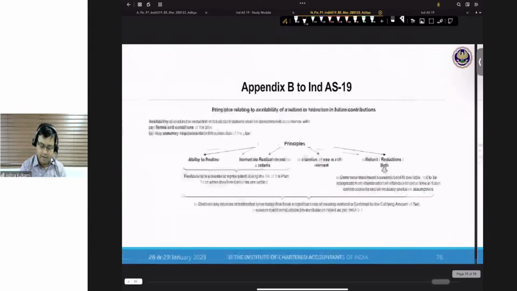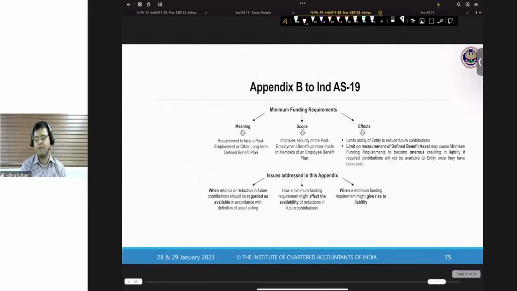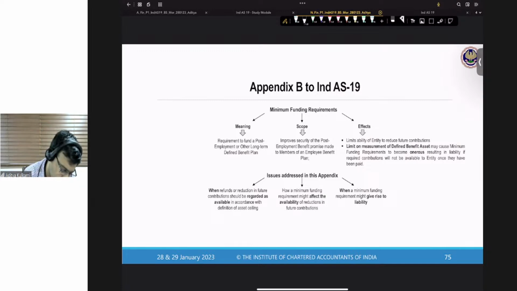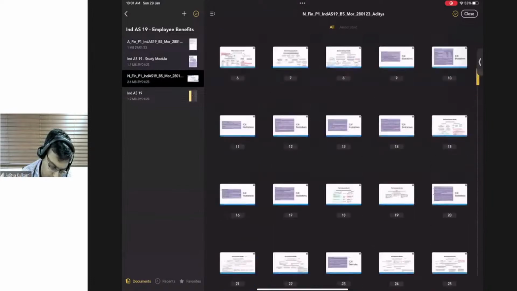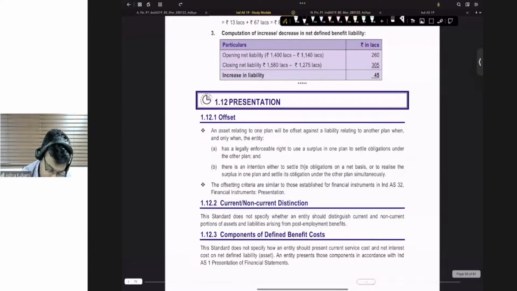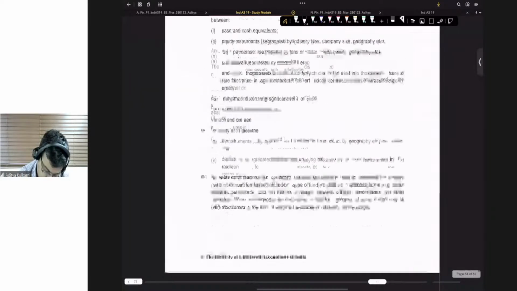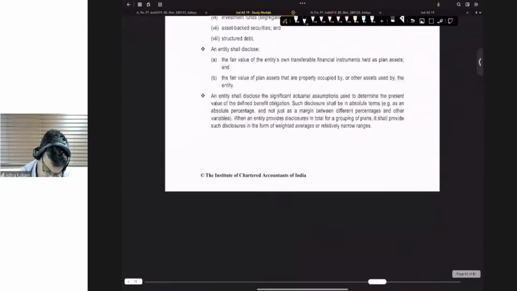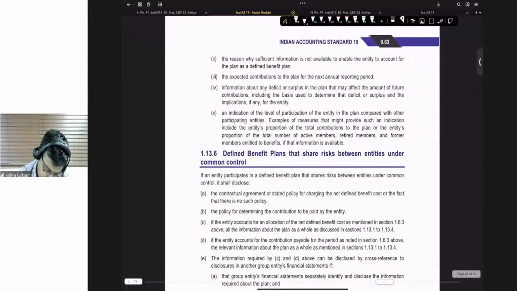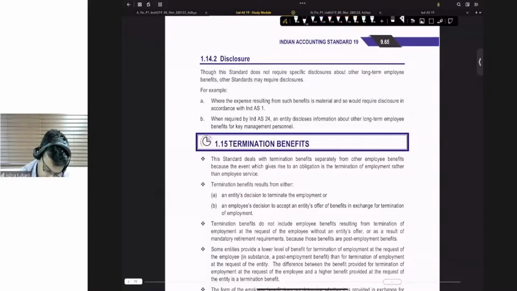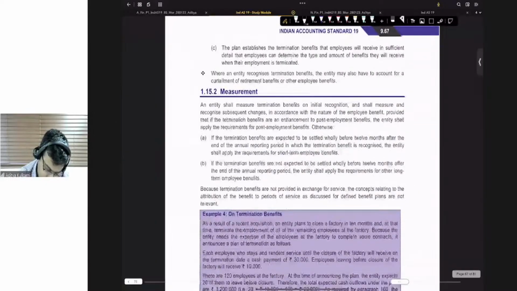Concept of economic benefits available, principles relating to availability, minimum funding requirements, etc. ये सारी चीजें just पढ़ लो, so that you know that something of this type is there, but chances of it coming in your examination is very remote. Okay, all right, so that takes care of Ind AS 19 in totality. Okay, we have discussed everything. Okay, disclosure, certainty, defined benefit, other long-term benefit, termination benefits, recognition.